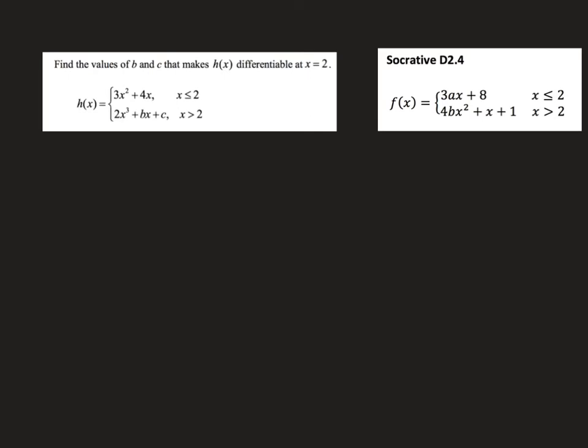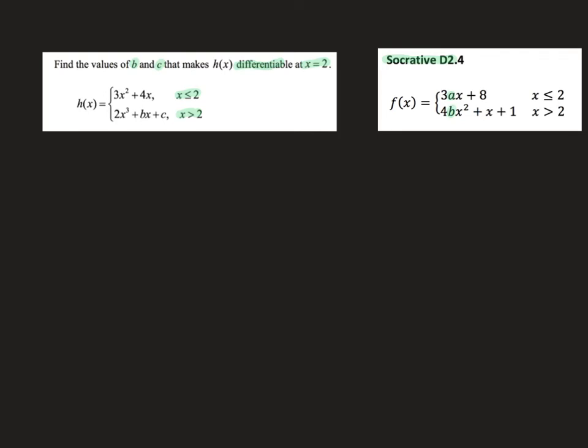On this question, I'm asked to find two variables, b and c, that make my function h differentiable at x equals 2, which is the point at which these two pieces of my function h are joining. Over here is the similar Socrative question that we had done. Over here we were finding values of a and b.